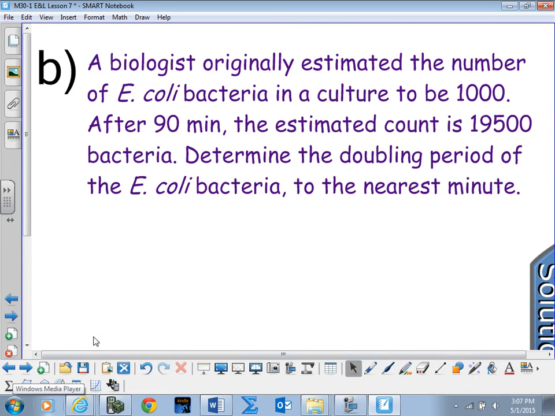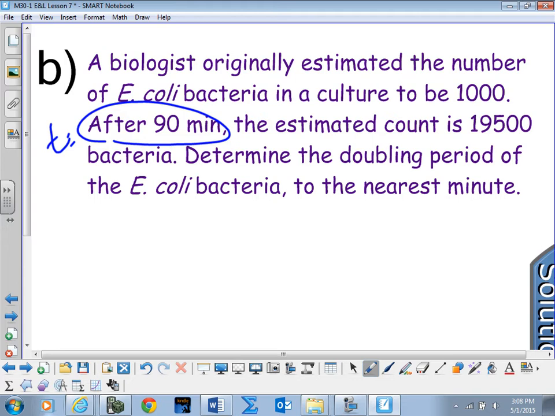Okay, this one looks similar. Again, we have growth and decay. So a culture estimated the number of E. coli in a culture to be 1,000 after 90 minutes time elapsed. The estimated count is 19,500. Determine the doubling period to the nearest minute.